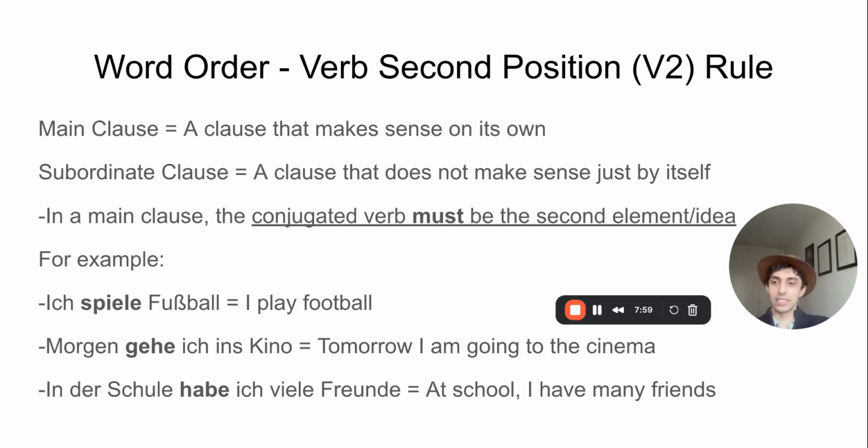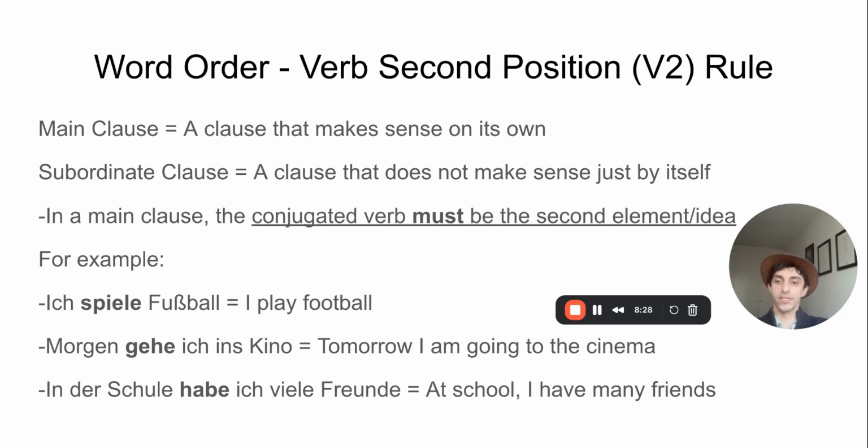So simple sentences like Ich spiele Fußball, I play football, or I'm playing football. You can see that the verb there, spiele, that's a conjugated verb, goes as the second element and even the second word in that sentence. So ich, the subject pronoun meaning I, is the first word and the first element or idea, more importantly. And then the second one is the conjugated verb as promised according to this rule.